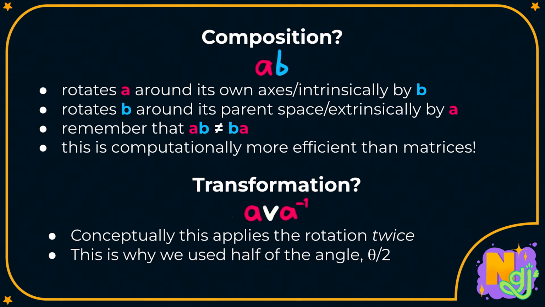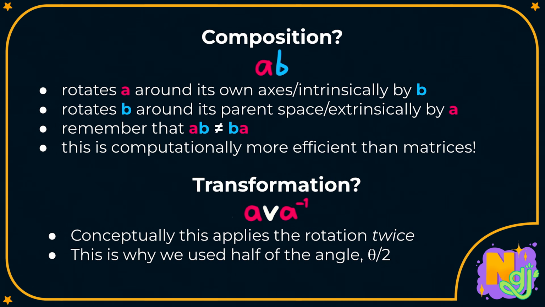There's kind of two different interpretations of A times B. Either you can interpret it as rotating A around its own axes by B, or you can interpret it as rotating B around its parent space, or in world space, by A. These are equivalent, so you can interpret it either way. And remember that if you swap quaternions, you get a different result, so you can't just swap however you want. And the whole reason we're using quaternions is because this is computationally more efficient than matrices. That's why we use quaternions.